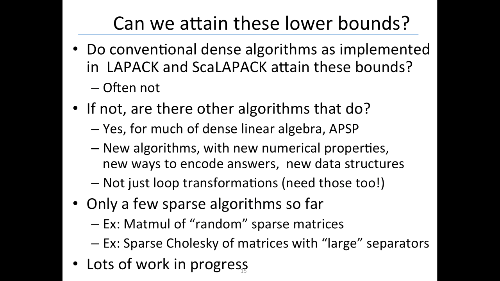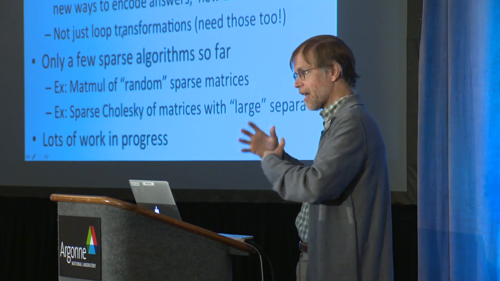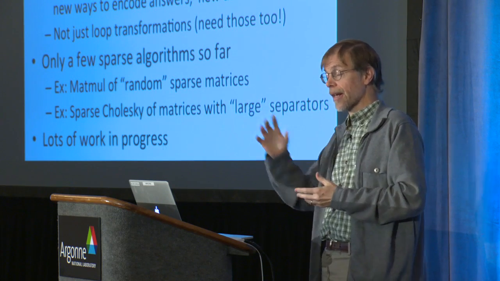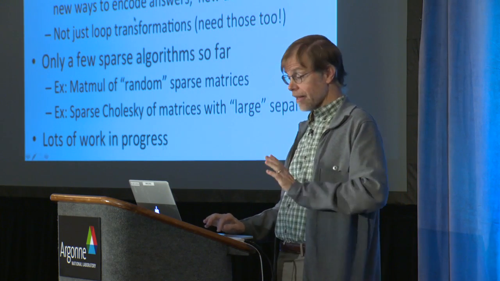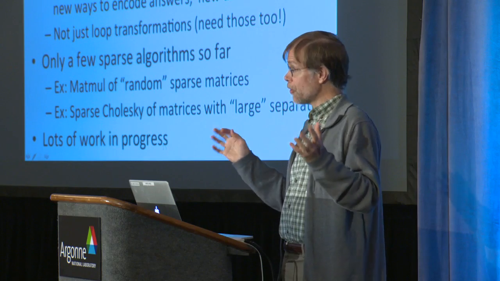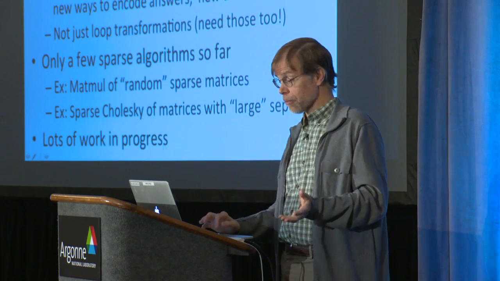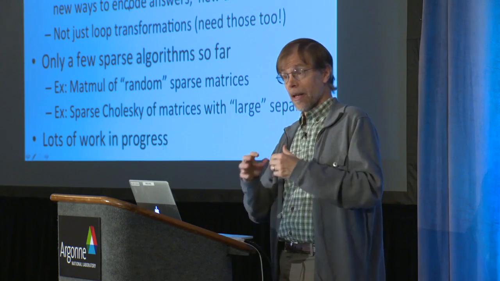That could mean just doing loop transformations, doing the same operations in a different order, and actually that's okay for matrix multiply. But in general, we need actually new numerical algorithms that have new numerical properties and stability that we have to deal with. New ways to encode the answers. We're going to represent the answer differently, and new data structures, and I'll give you some examples of that.